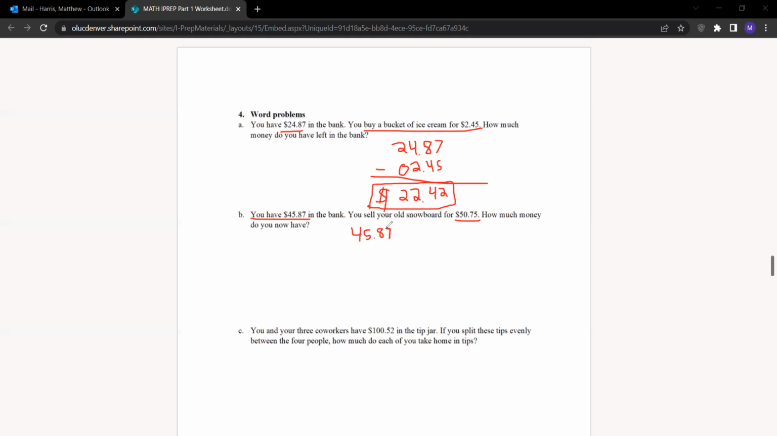Say 45.87 plus 50.75. And now you just do it the same as you would any addition problem. So 7 plus 5 is 12. So 1, 2. 8 plus 7 plus 1 is 16. 1 plus 5 plus 0 is 6. 4 plus 5 is 9. So after you sell your snowboard, you are left with $96.62 in your bank account.